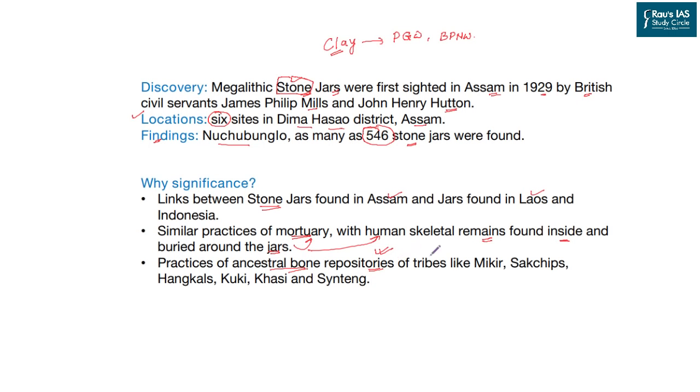Currently, this is also practiced by some of the tribes found in northeastern India, such as Mikhir, Sakchips, Hunkals, Kuki, Khasi and Sintangs. These are the tribes which are practicing a similar process even today. And the third point clearly proves that the tribes found in these places are the tribes which inhabited these areas for many, many years. This could possibly have been around 4,000 to 5,000 years before present.